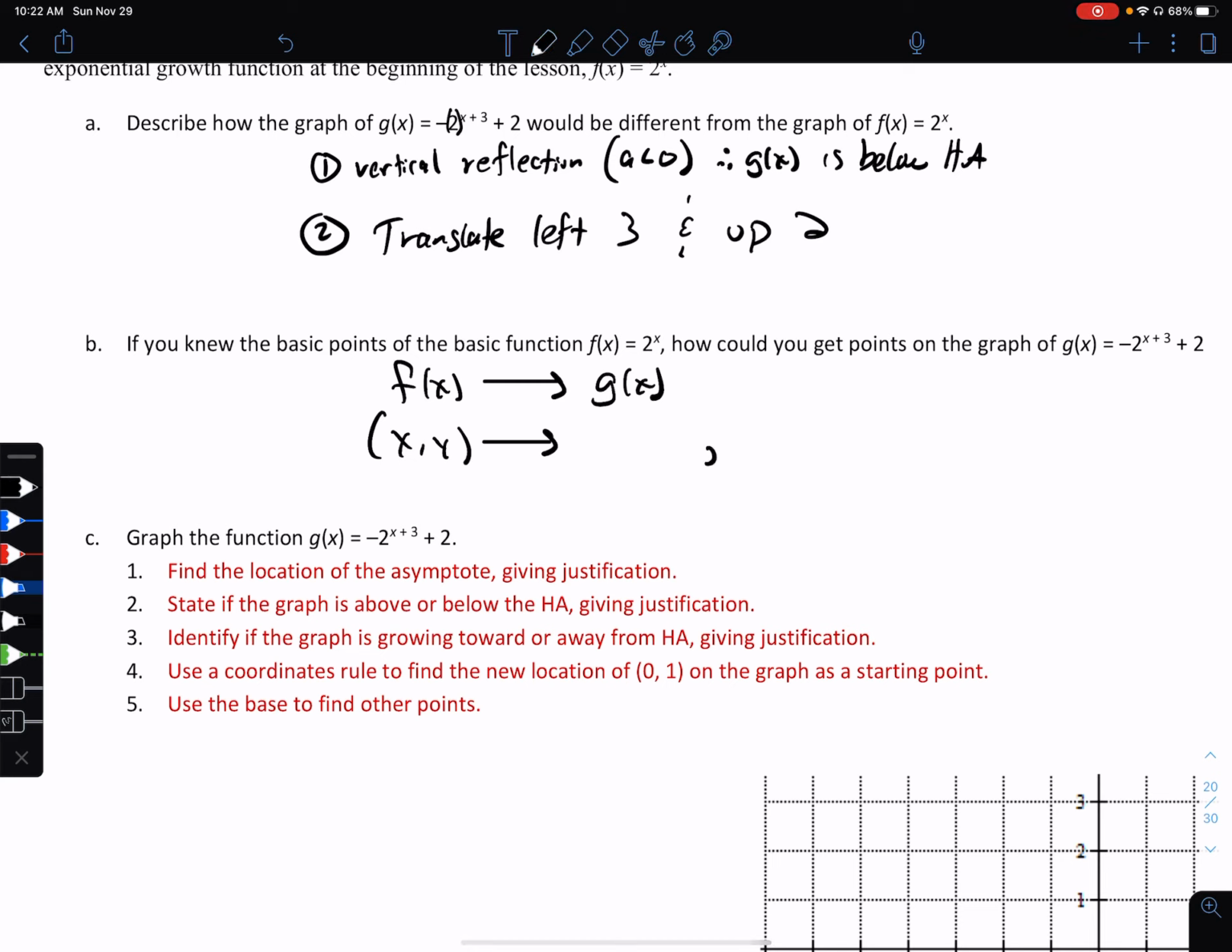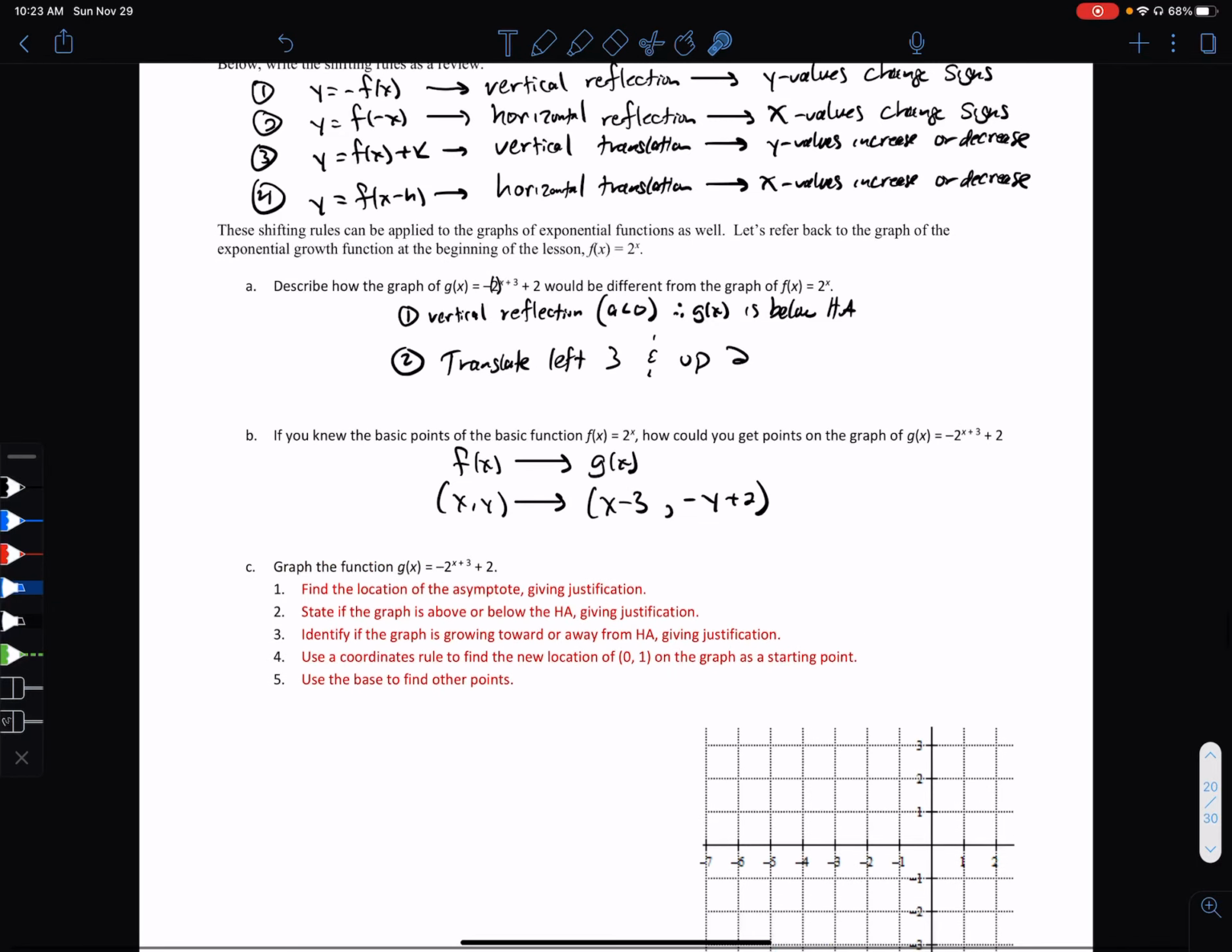So as far as the y value goes, we're going to change the signs, and then we're going to add 2. As far as the x value goes, we're just translating left 3, so every x value, we subtract 3 from it. This is the coordinate rule. If you took any point on the original graph, and you changed the x values by subtracting 3, and you took the appropriate y value and you changed the sign and added 2, you would get a new point on this graph.